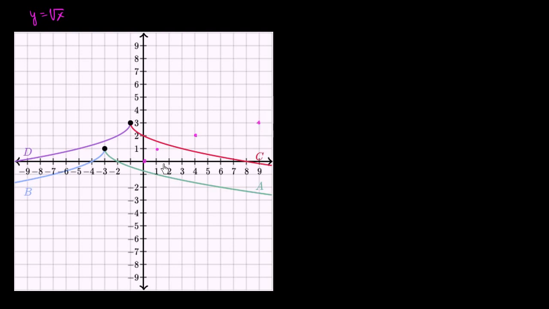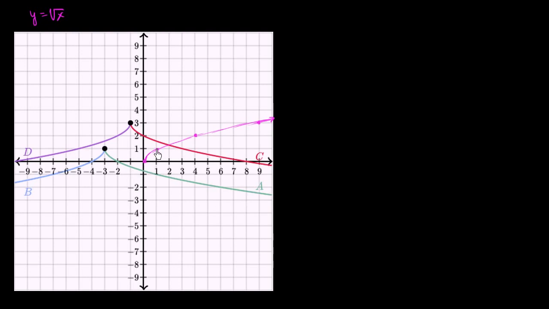Y equals the square root of x looks something like this, except what we have here, all the other things look like, at minimum, we flipped over the horizontal axis, and at least for B and D, we flipped over the horizontal and vertical axis, and in all the cases, we have shifted it. So let's think about how we do that. So let's first flip over the horizontal axis.